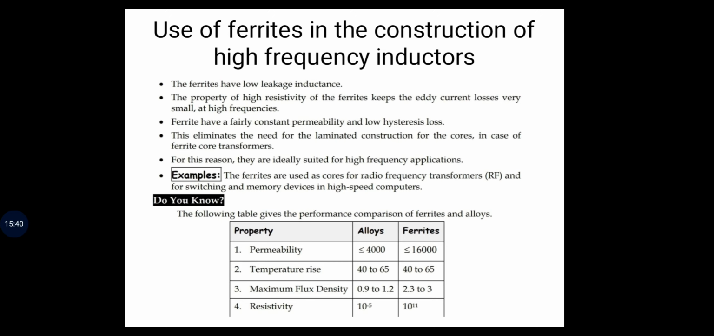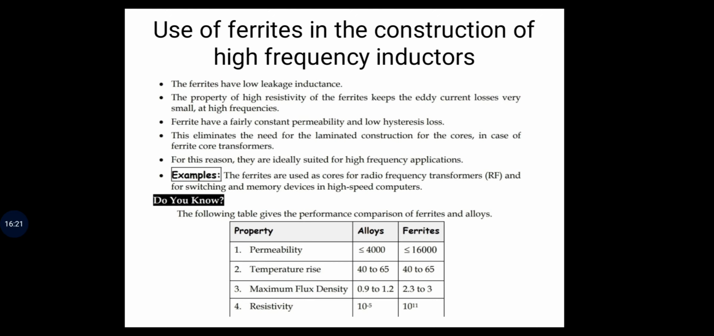Here we use ferrites and alloys. So compare the ferrites and alloys. Permeability of alloys is less than or equal to 4000. Permeability of ferrites is less than or equal to 16,000. Temperature rise for alloys is 40 to 65 degrees centigrade. Ferrites also 40 to 65 degrees centigrade.